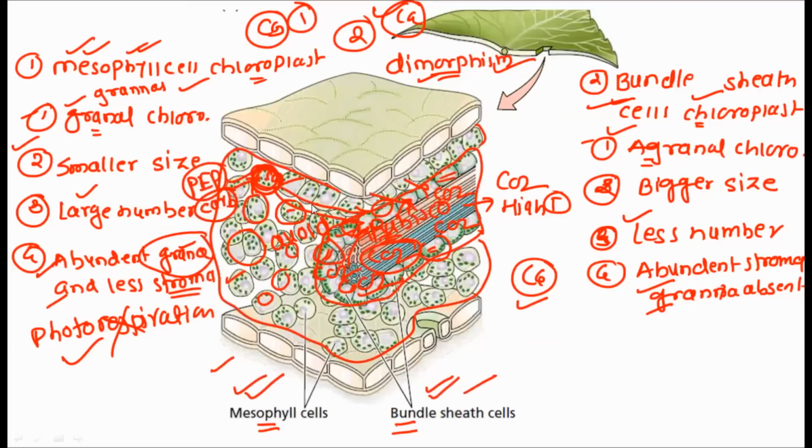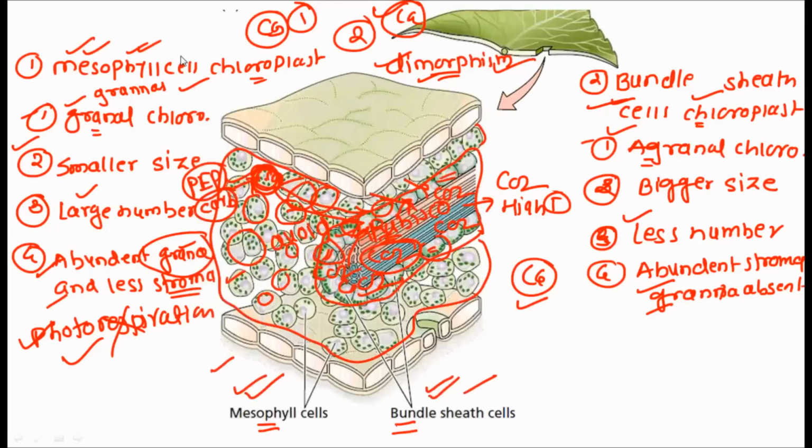So this anatomy, which is popularly known as Kranz anatomy, is helpful in avoiding photorespiration, and that is why the C4 plant shows dimorphism in chloroplast. So dimorphism in chloroplast has a very evolutionary significance. So this is how dimorphism in chloroplast works in C4 plants.